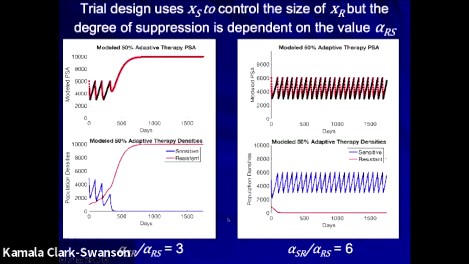If it's actually 6 or 7, what happens is that instead of this plateau, when the sensitive population goes up, the resistant population will go down. And you can see that on the right. You can actually, with a steady cycle, drive the resistant population somewhere close to extinction.